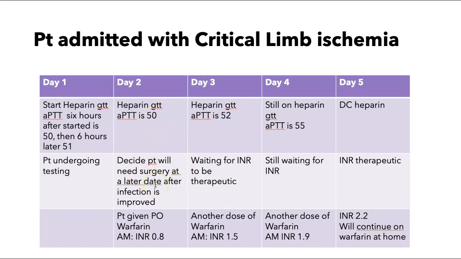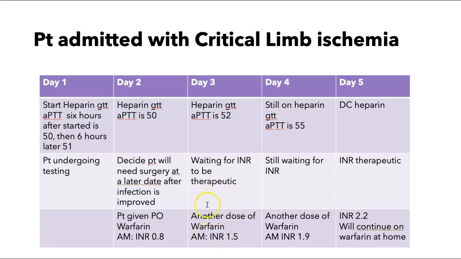They now decide that the patient will need surgery at a later date after the infection is improved, and they're going to need to send them home on anticoagulation they can be at home on. We don't send people home on heparin IV because it could be so dangerous. So on day 2, the INR that morning was 0.8. They go ahead and give the warfarin, and now it's day 3. So day 3, we're really just waiting for the INR to be therapeutic. They're still on that heparin drip, that IV drip. Their APTT is 52. Again, these are all hypothetical numbers. They give another dose of warfarin.